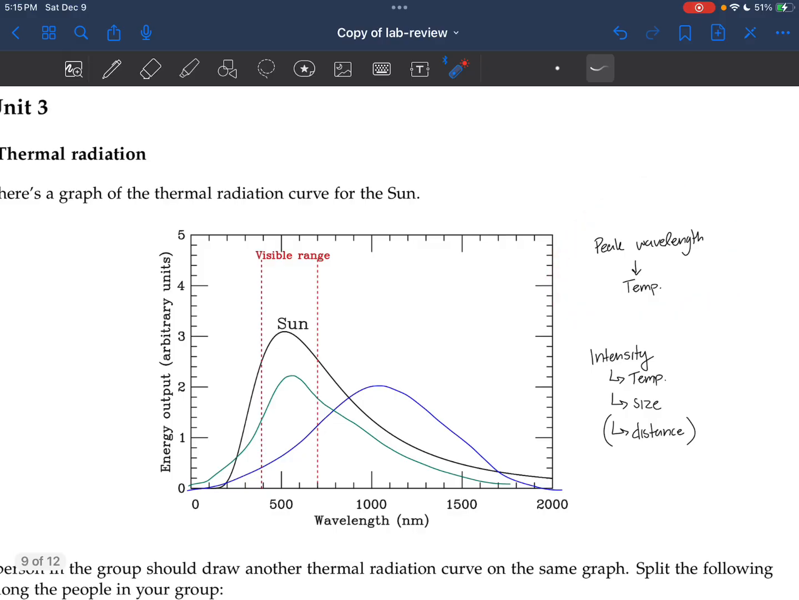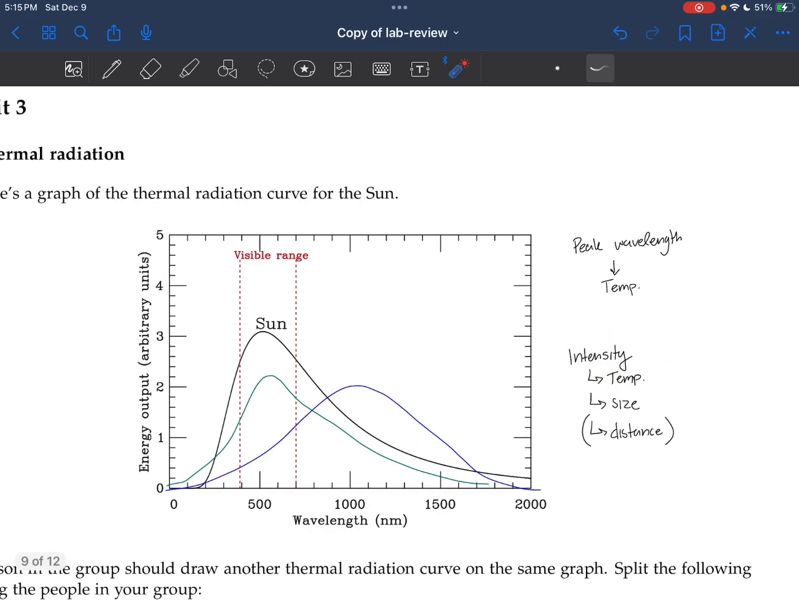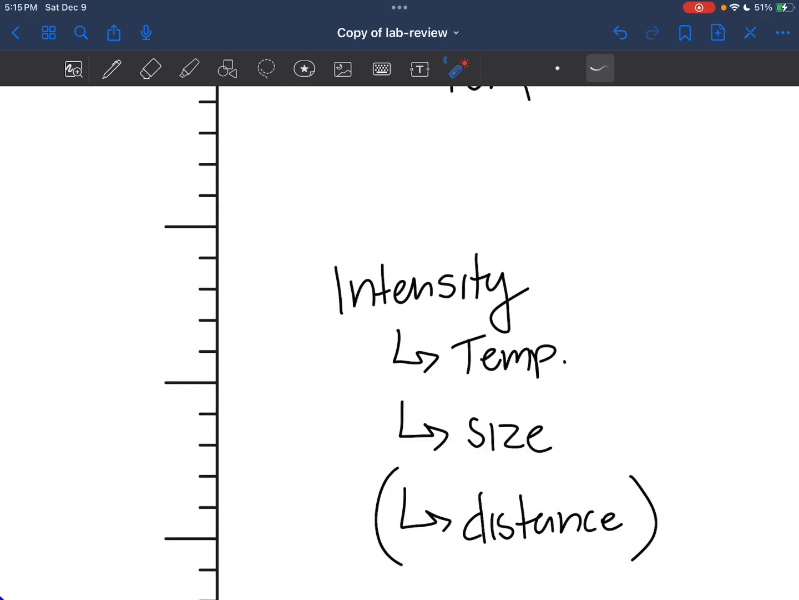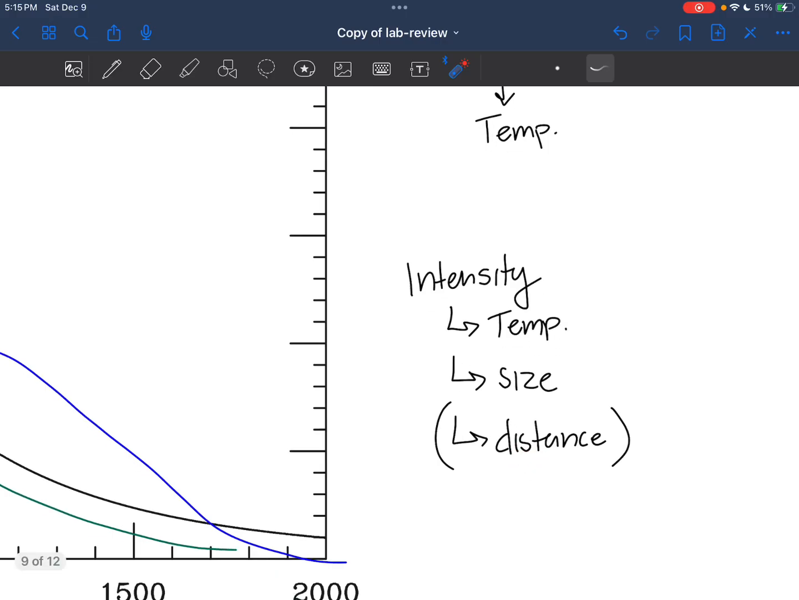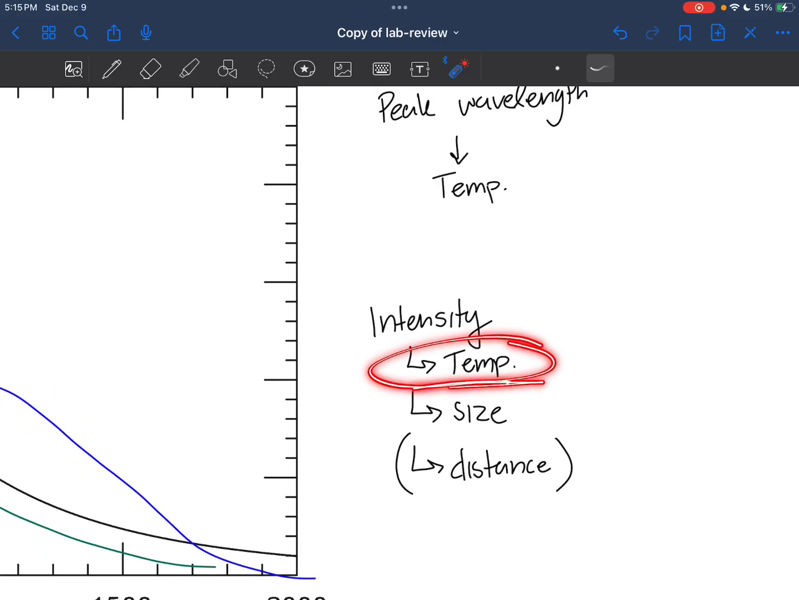So from my peak wavelength, I can get my temperature immediately. But my intensity, I have to be a little bit more careful because my intensity will increase if I have a higher temperature and if I have a larger size. But if these are flip-flopped, a hotter one that's smaller, I don't know how my intensity might change. So we have to be really careful to think about a cooler star having a lower intensity, but only if the size is not changing.